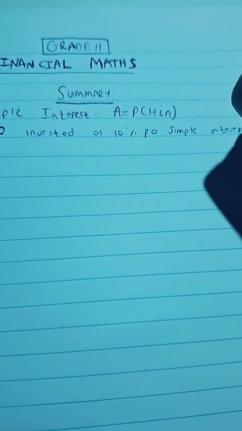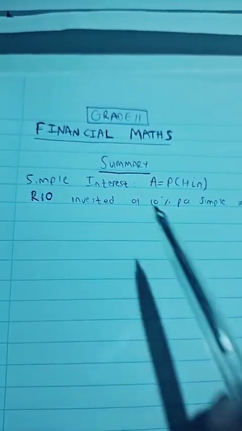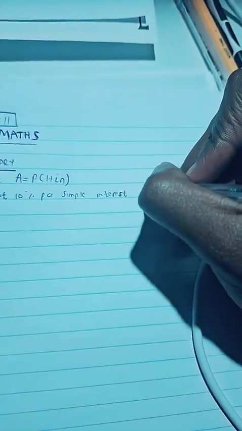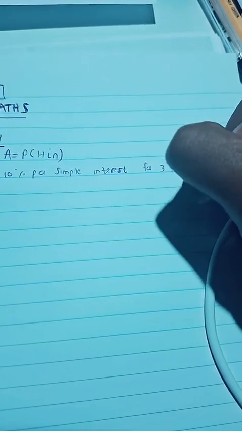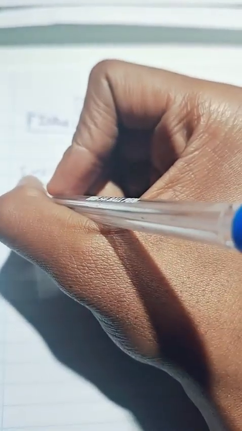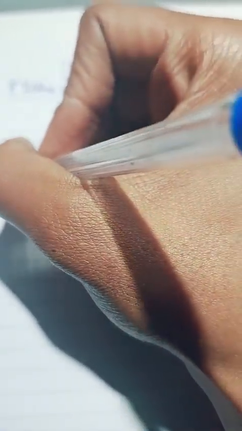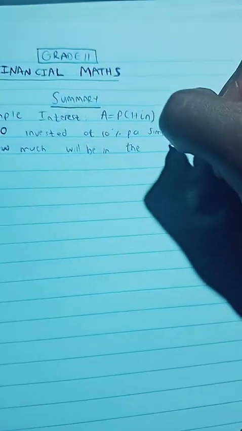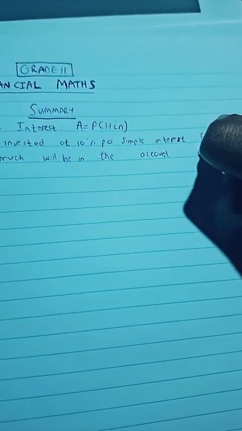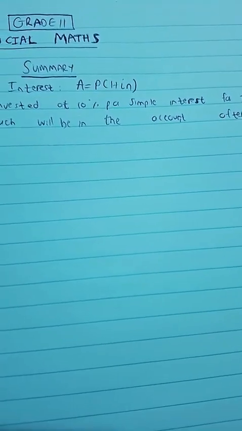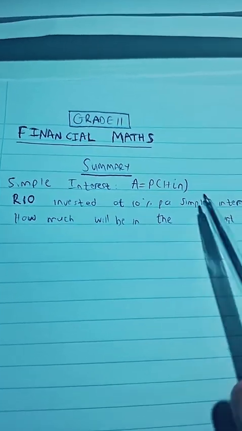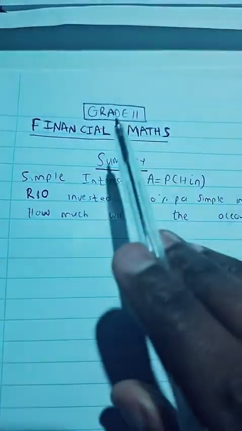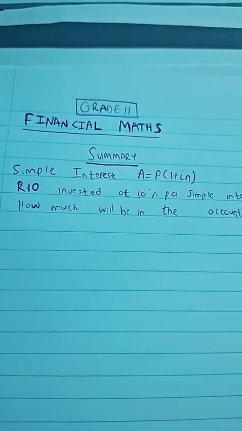This is a hypothetical example because it's literally being thumb-sucked as I speak. So let's say 10 Rand is invested at 10% per annum simple interest, for 3 years. What I want to find out is how much will be in the account after 3 years. And as you have said, in other words, the accumulated amount.